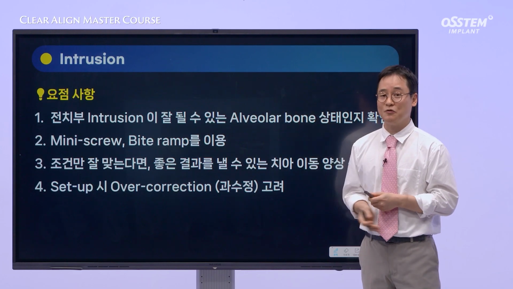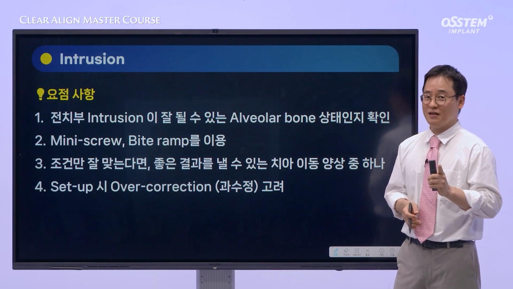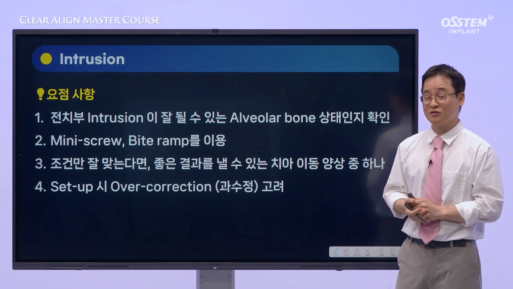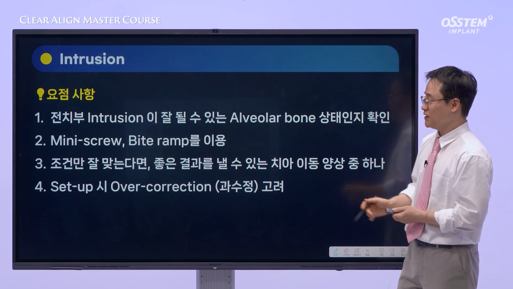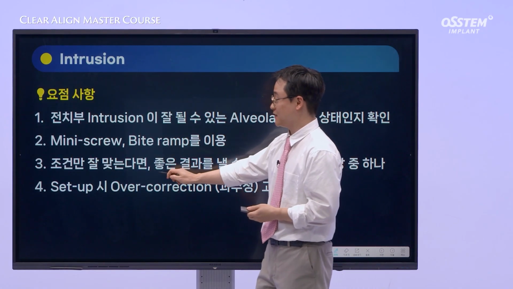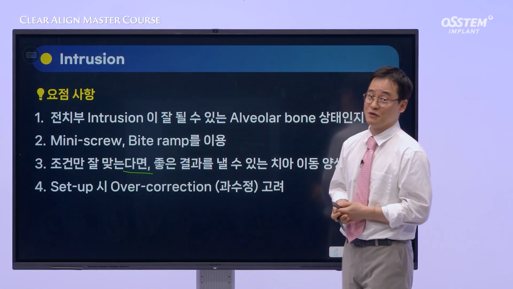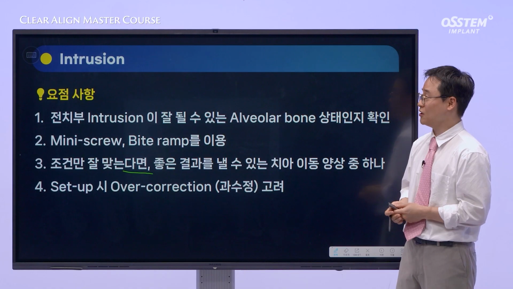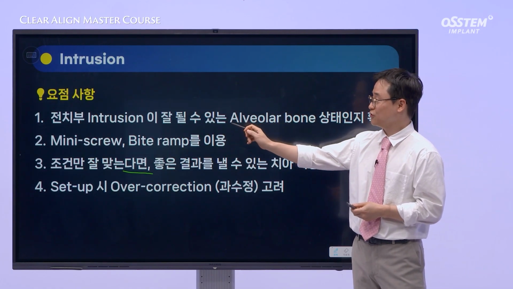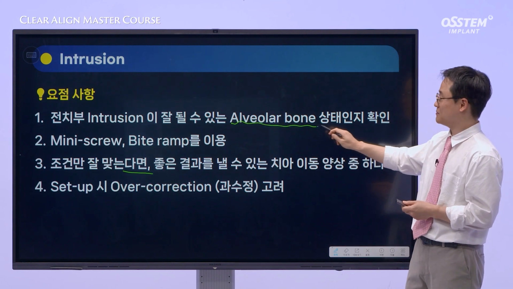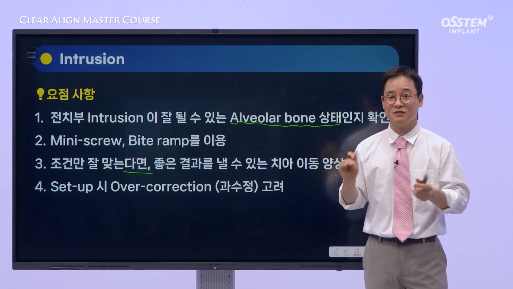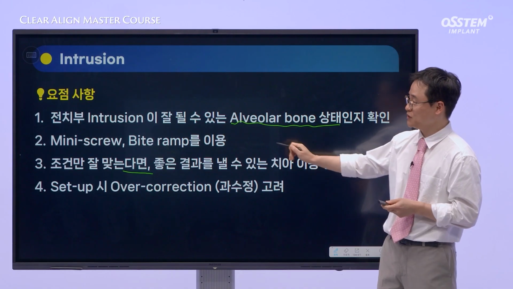Next, let's talk about intrusion. You may have heard that clear aligners are effective for achieving intrusion. I agree with that to some extent. However, this is true only when certain conditions are met. Without the right conditions, achieving intrusion can be quite difficult. That's a very important point. Successful anterior intrusion requires certain favorable conditions. You need to evaluate whether the alveolar bone condition is suitable for intrusion.